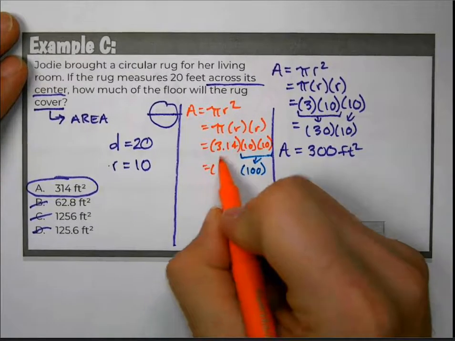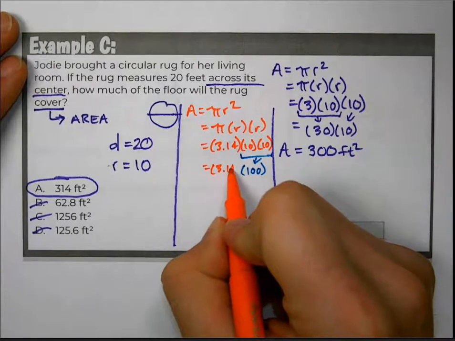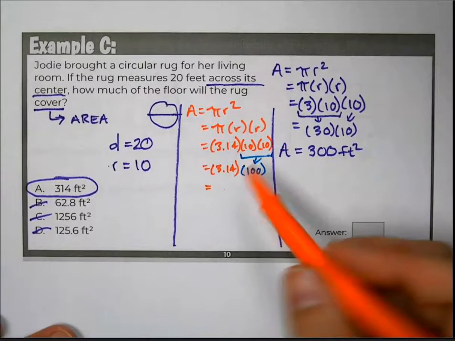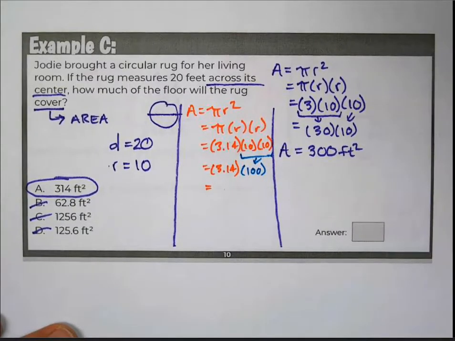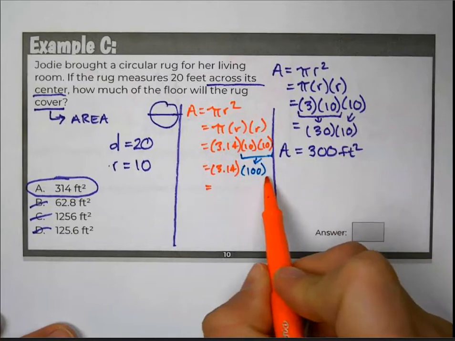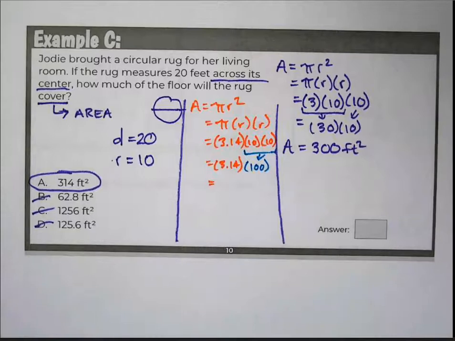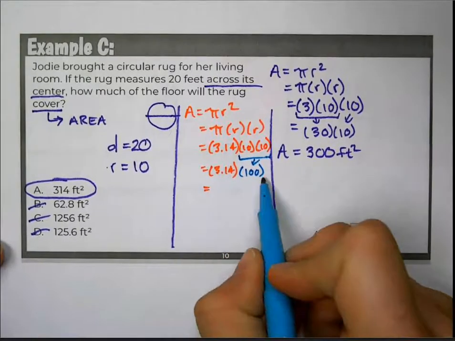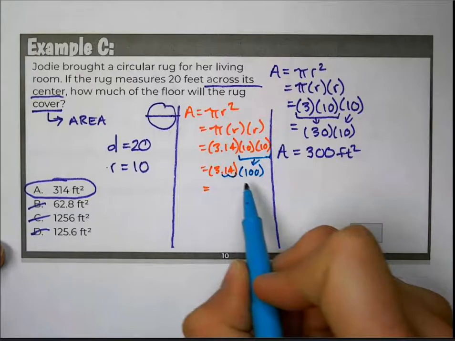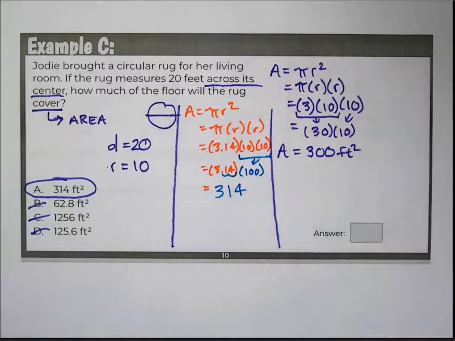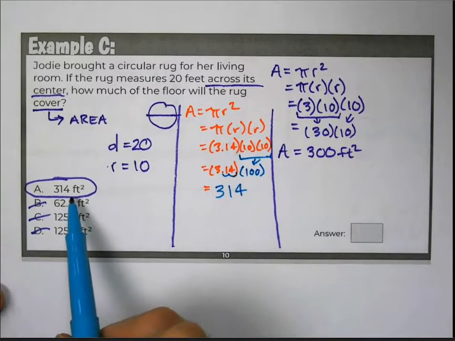Then I have 3.14. Well, 3.14 times 100. I could go off to the side and do that multiplication, but that's 3-digit by 3-digit. That's not very fun or easy to do. And there's a trick with 100. If you're multiplying by 100, all you do is move the decimal 2 times, 1 time for each 0, to the right. So that is going to come out to 314. So that is the exact answer that they got.